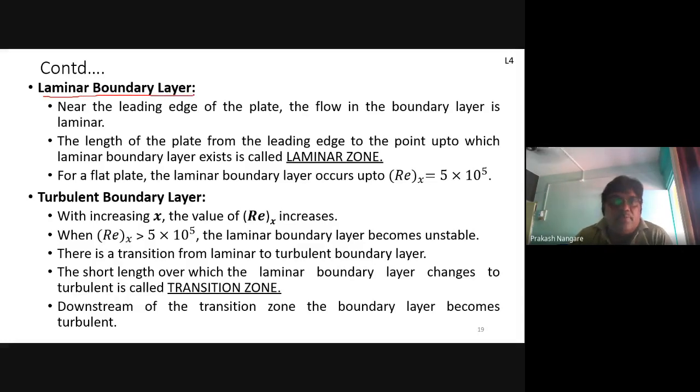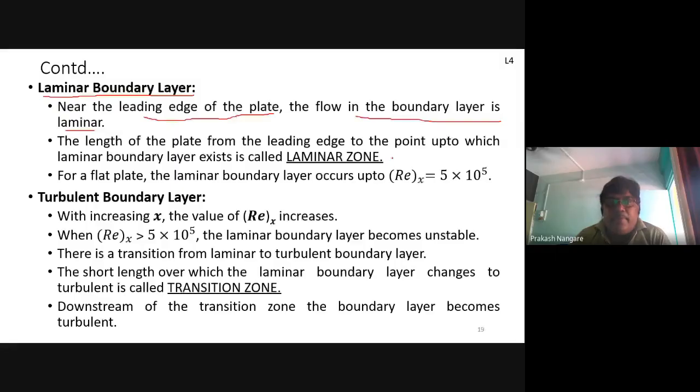Concept of the laminar boundary layer. Near the leading edge of the plate, the flow in the boundary layer is laminar. Of course, we have seen it. The length of the flat plate up to which the laminar boundary layer exists is called the laminar zone. And for a flat plate, the laminar boundary layer occurs up to a Reynolds number equal to 5 into 10 raised to 5. Then what about the turbulent boundary layer?